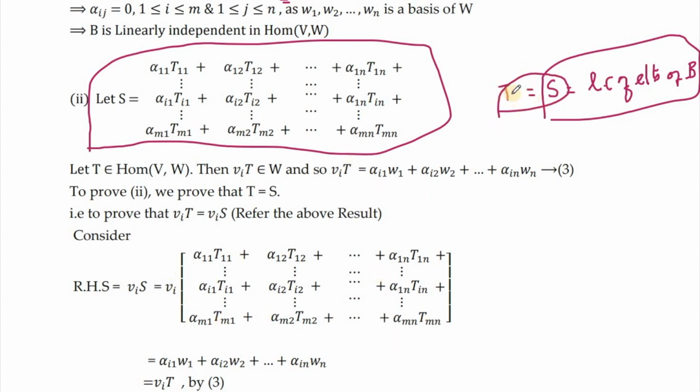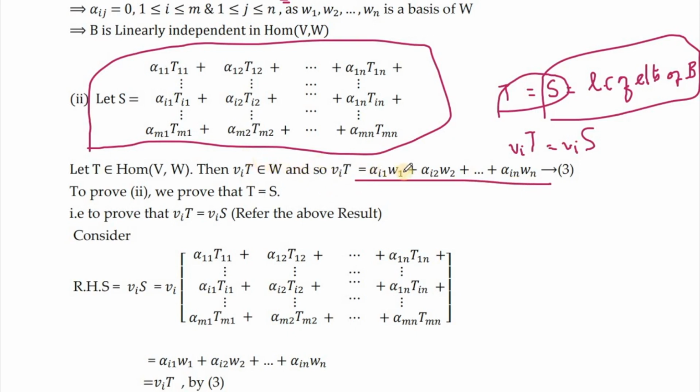So our aim now is to show that T is equal to S. To show that T is equal to S, it is enough to show that they agree on basis elements, that is, viT is equal to viS. It is enough we show this. So to prove the spanning part, we prove that T is equal to S. Now when you consider T, then viT belongs to W, naturally, because it's a mapping from V to W.